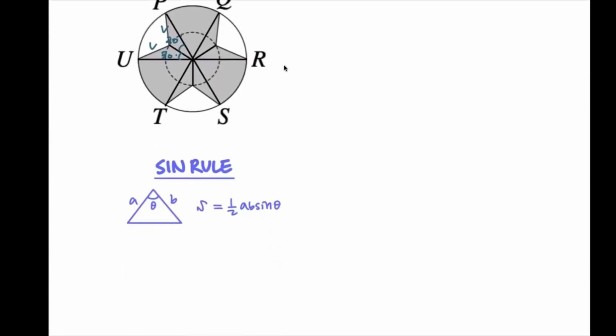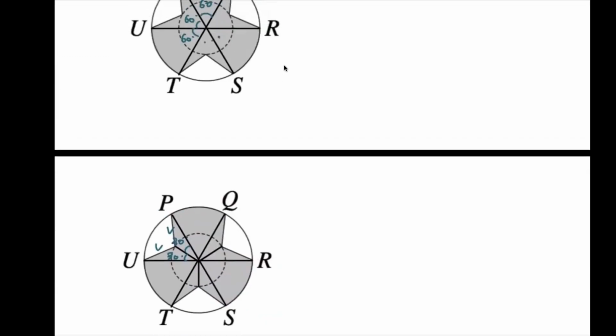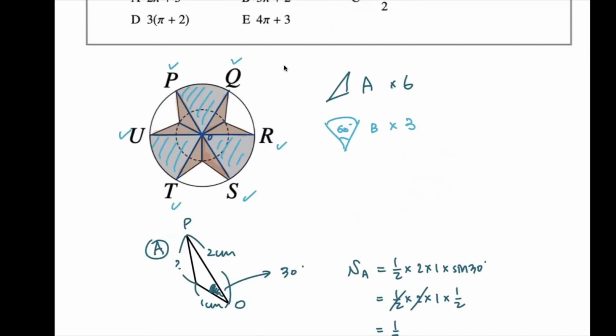If you have forgotten, I've written it here: the area S is equal to half ab times sine theta, where theta is the angle in the middle. Let's use it here. The area of A would be equal to half times the lengths times sine 30. We know that sine 30 is half, if you've memorized the trigonometry angles. Therefore, A is equal to half, and it will be half times 6.